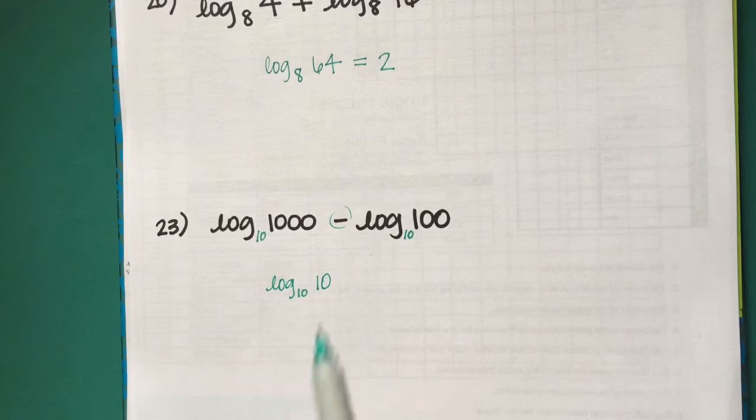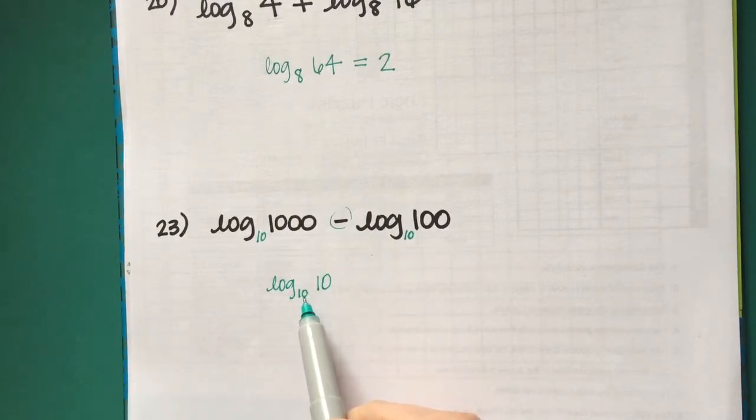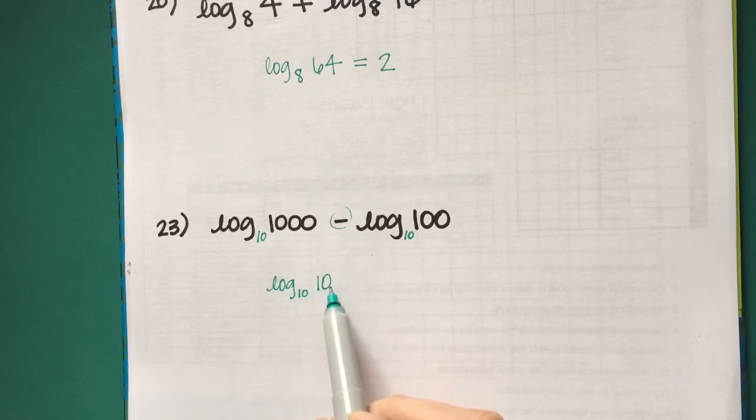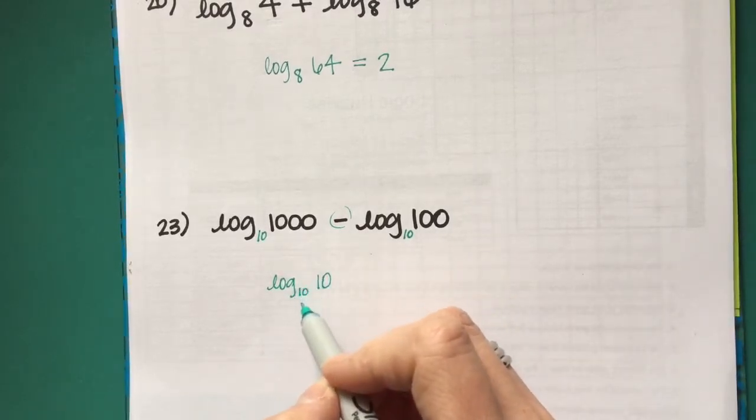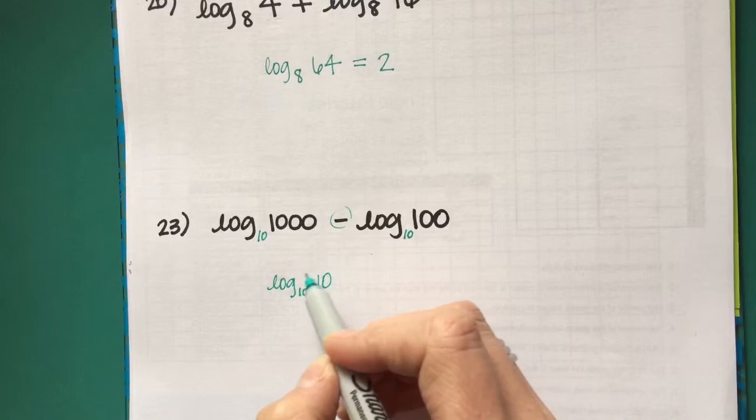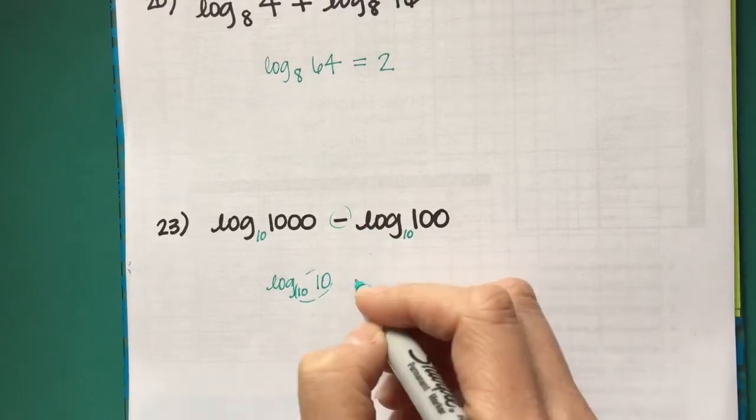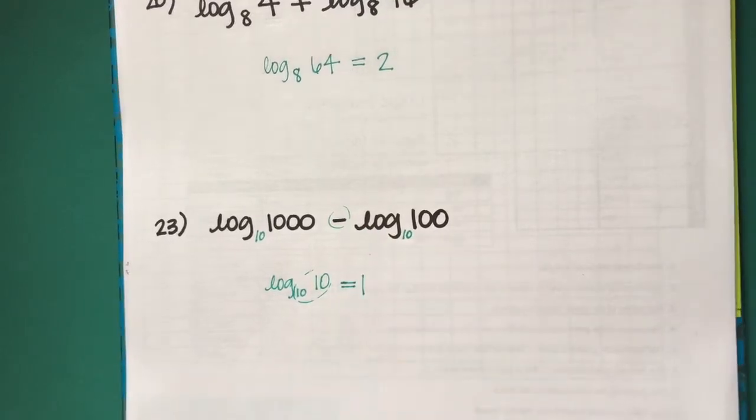This one you can think two different things. You can do it like we did 20. 10 raised to what power equals 10, or if you remember the property, anytime these two are the same, it always will equal 1.